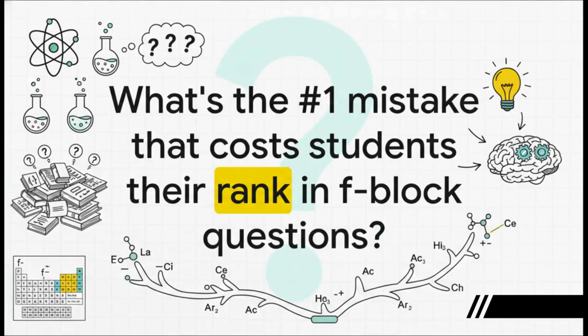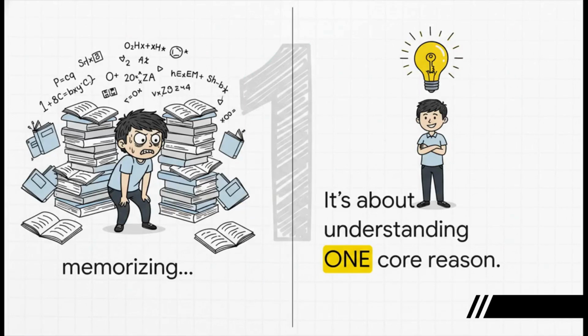So you want to know the biggest trap here? The number one mistake that separates the top rankers from everyone else on these questions? I'll tell you right now. It has nothing to do with memorizing every single element. It comes down to a simple, fundamental misunderstanding of one single core idea. And here's my promise to you. Stick with me for the next few minutes, and you won't just know the differences between these two series, you'll understand the one single reason behind all of it, the key that unlocks the entire F block. So let's get into it.